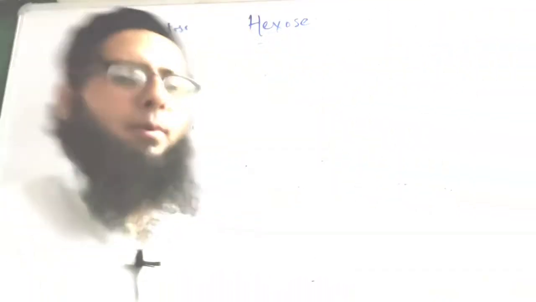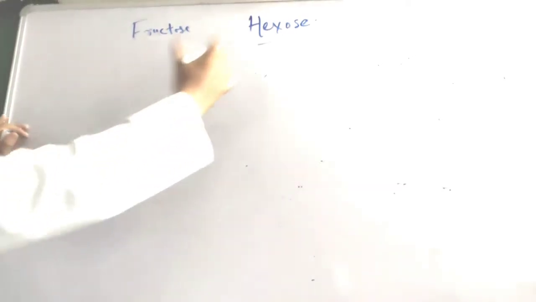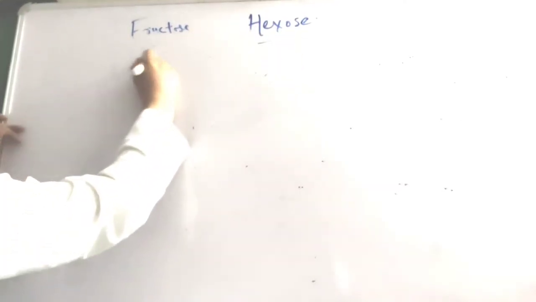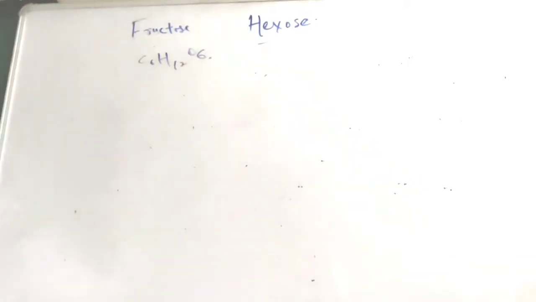Today we are going to discuss fructose, which is a hexose sugar. It has the molecular formula C6H12O6. We have to discuss the ring structure of fructose, how the ring structure is formed in the case of fructose.